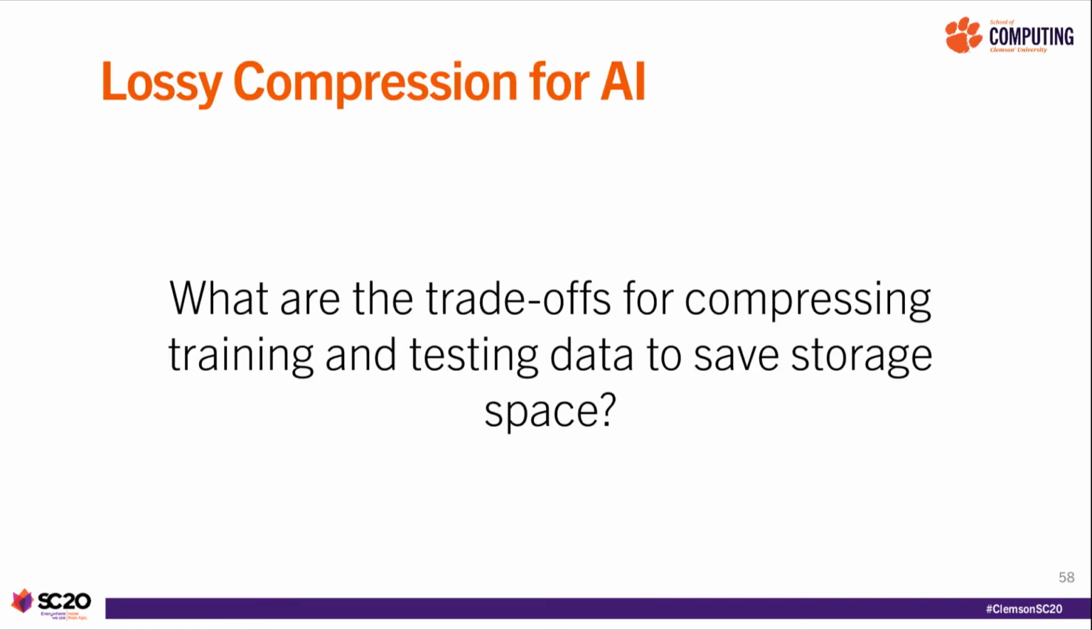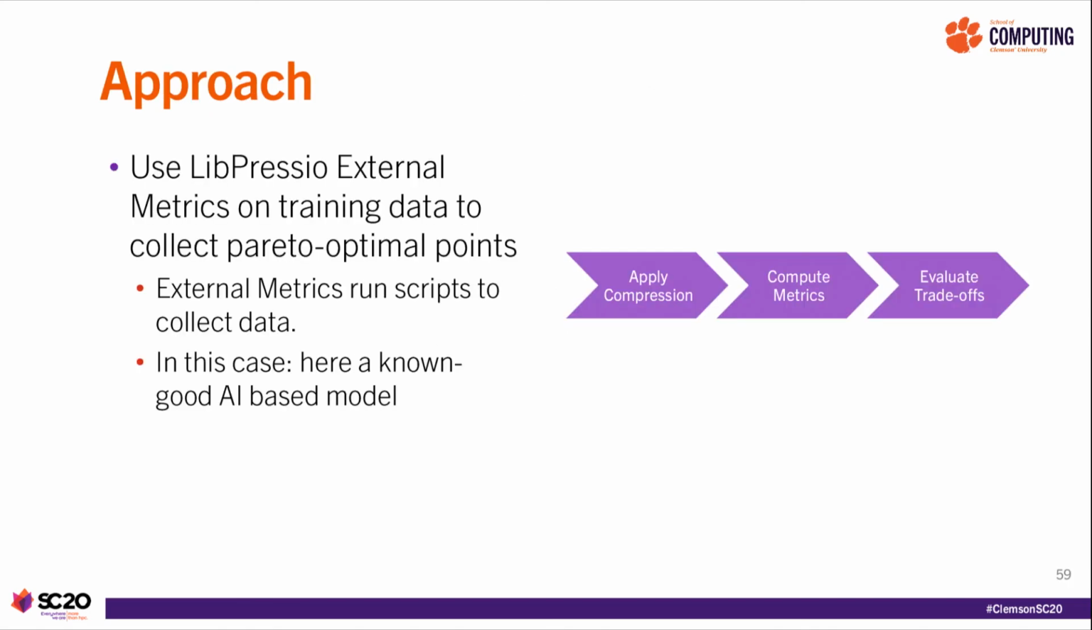The question we aim to answer in this area is: what are the trade-offs for compressing training and testing data to save storage space against the quality metrics used in various machine learning and AI applications? We will approach this in 3 stages. First, we will apply varying degrees of compression to various training and testing sets used for machine learning and AI. After that, we're going to compute the quality metrics that the individual applications are most interested in. This could be things like precision, recall, and so forth.